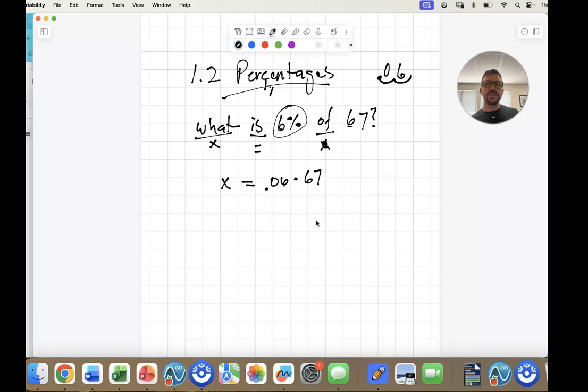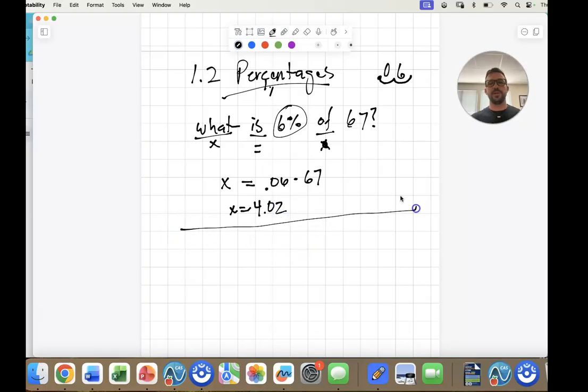You would have a calculator on the TSI, okay? It's going to be up in your upper right-hand corner. So I'm just going to check it on my calculator here. And it's not turning on, so I need to grab a different one. Okay, 0.06 times 67 is going to be 4.02. So x is equal to 4.02.